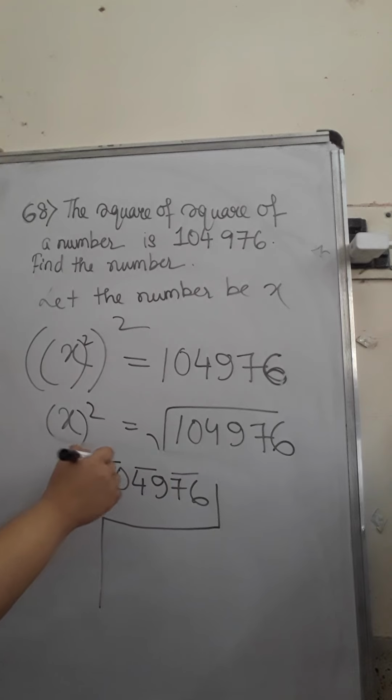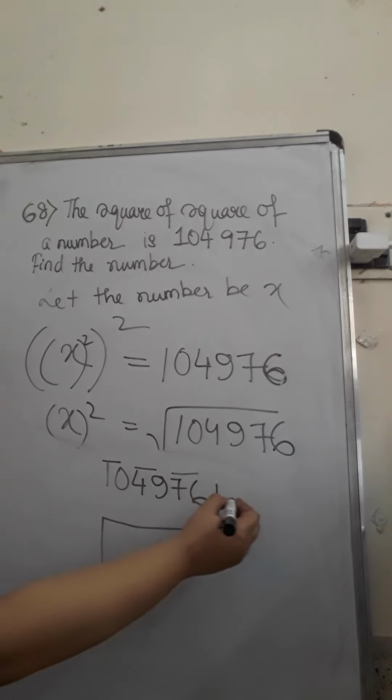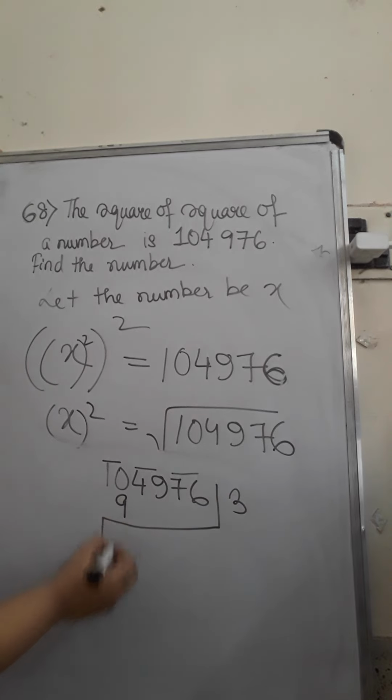So again I am taking from the end two numbers at a time. So now the starting is 10. 3 3s gives me 9. Remainder 1, take down 49. So we have done 3 into 3 in the previous step. Here the divisor will be 3 plus 3, 6.